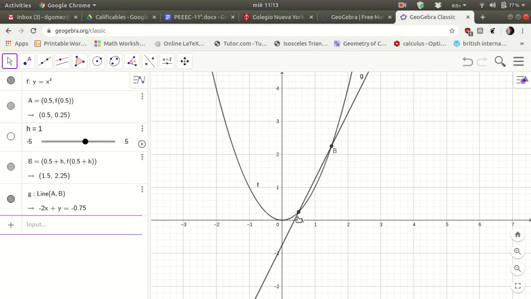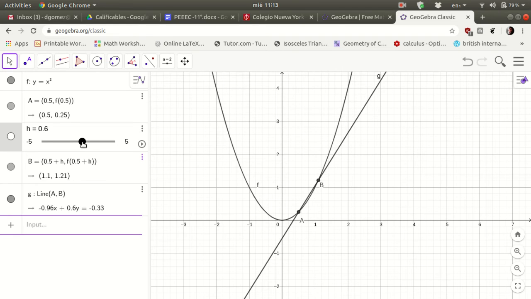Well, one idea, Isaac Newton's idea, is to take this point B and bring it closer to point A. Okay? So we're going to bring it closer, and closer and closer.